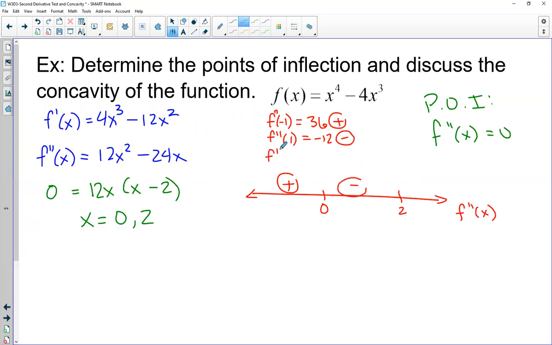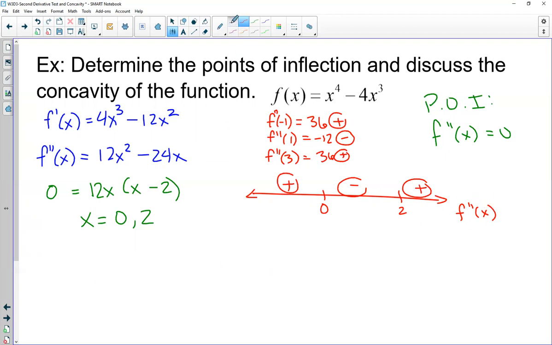And then I'm going to check f double prime of 3. So we're going to have 9 times 12, 108, minus 24 times 3, which is 72. So we're going to have 108 minus 72, which will give us 36 again, which is positive. So again, these are all plugged into the second derivative, okay? Please do not confuse this with the first derivative test. When we are testing for concavity, you need to plug it into the second derivative.